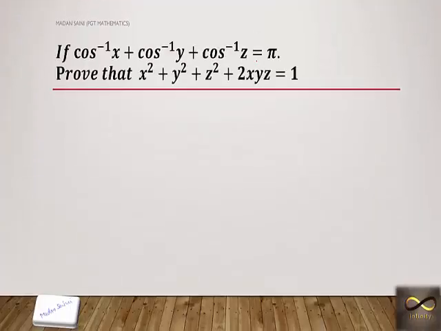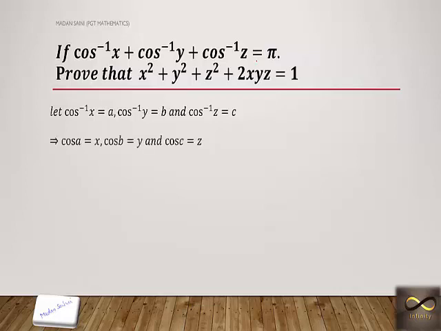Coming to the next question. This is same as the previous one. So we will start with letting cos inverse x is equal to A, cos inverse y is equal to B, and cos inverse z is equal to C. Simple transformation will give you cos A is equal to x, cos B is equal to y, and cos C is equal to z. This substitution will give us A plus B plus C is equal to pi.